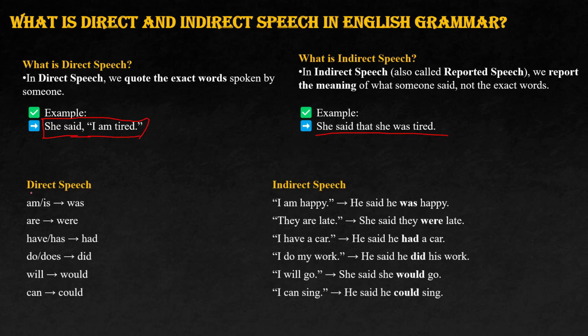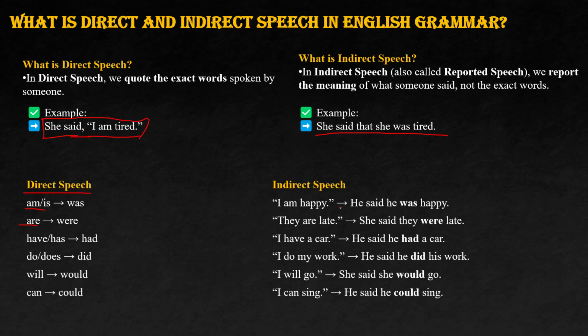Now examples here. In direct speech, here you could see these are the be verbs. Is becomes was, are becomes were, have/has becomes had, does becomes did, will becomes would, and can becomes could. Okay. Now for example, I am happy. He said or she said, I can write like that.